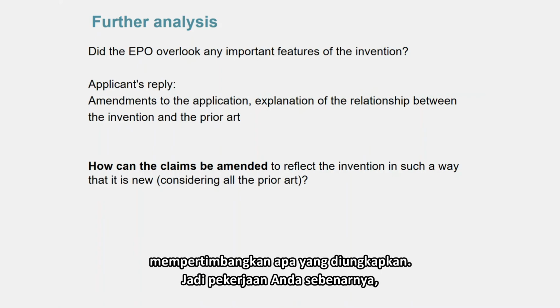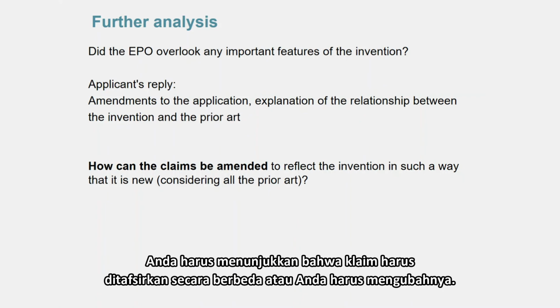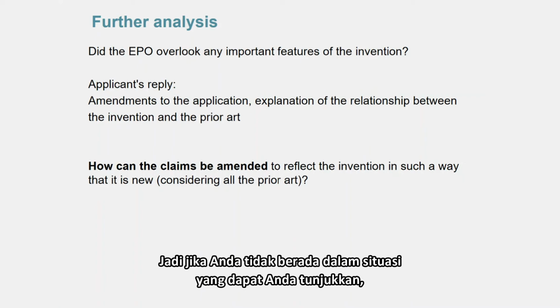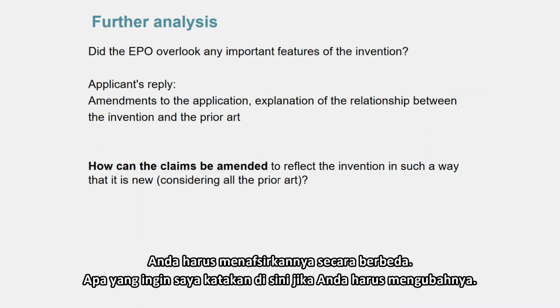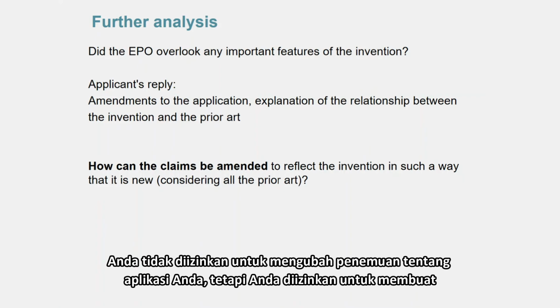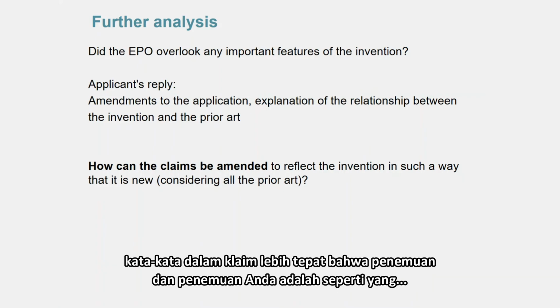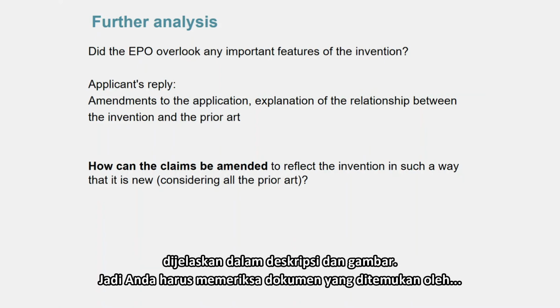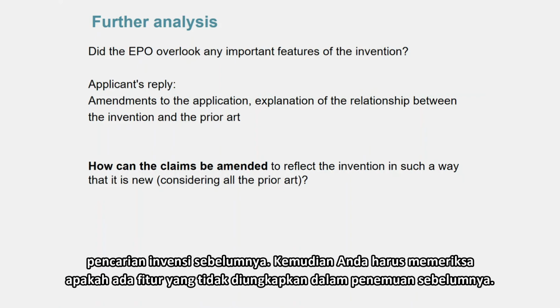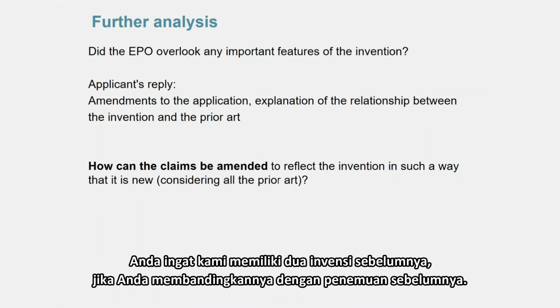So your work is, in fact, you have to demonstrate that the claim must be interpreted differently, or you have to change them. So if you are not in a situation that you can show them, you have to interpret them actually differently. What I have to say here is, in this case, you have to change them. You are not allowed to change the invention that your application is about, but you are allowed to make the wording of the claim fit more precisely to your invention, and your invention is what is described in the description and in the drawings. So you have to check the document found by the prior art search. Then you have to check if any features are not disclosed in that prior art, and what are the advantages of your invention when you compare it to the prior art.